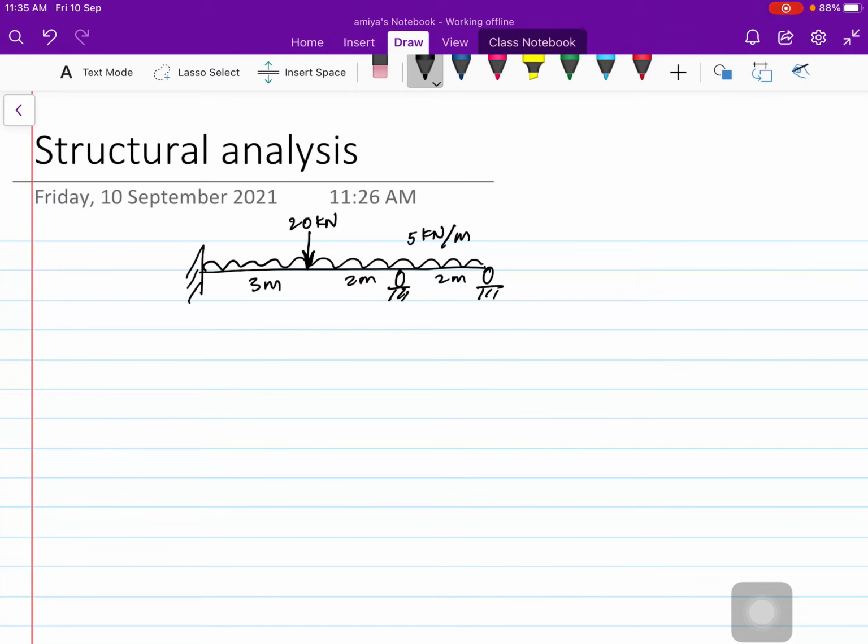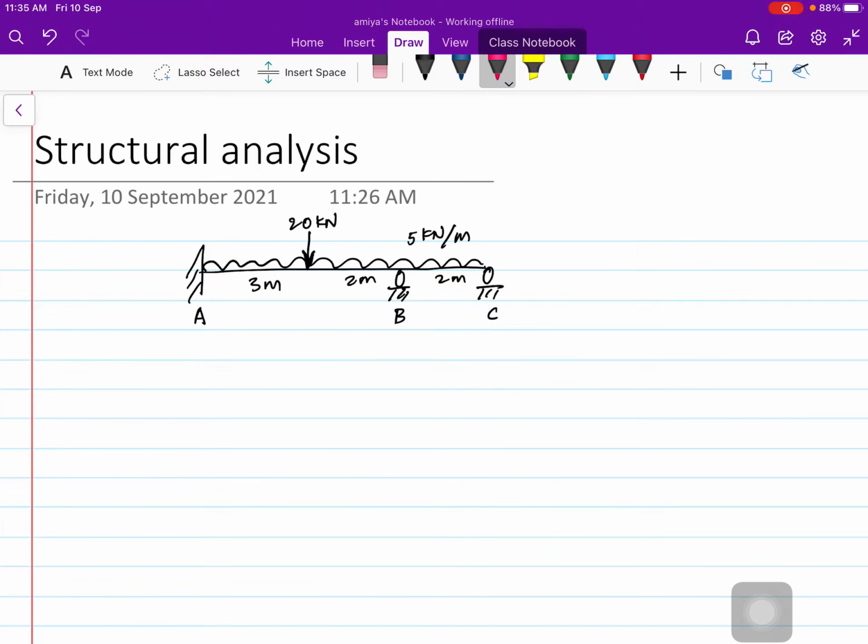Hello everyone, in this video I'm going to analyze this beam using the slope deflection method. Support A is fixed and we have two more supports, B and C, which are roller supports, and there is a UDL of 5 kilonewton per meter and a point load of 20 kilonewton.